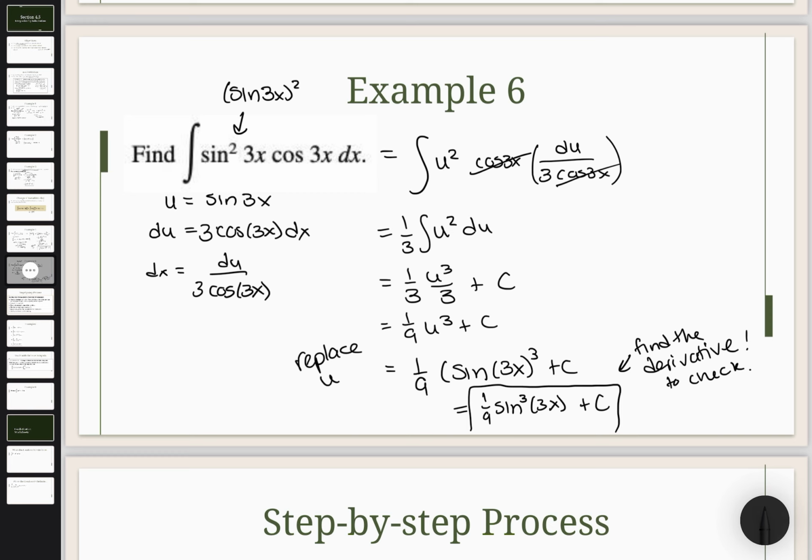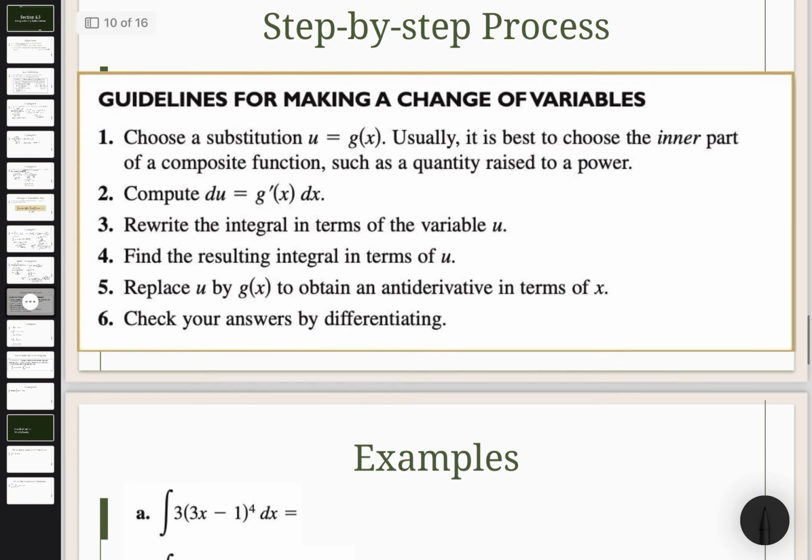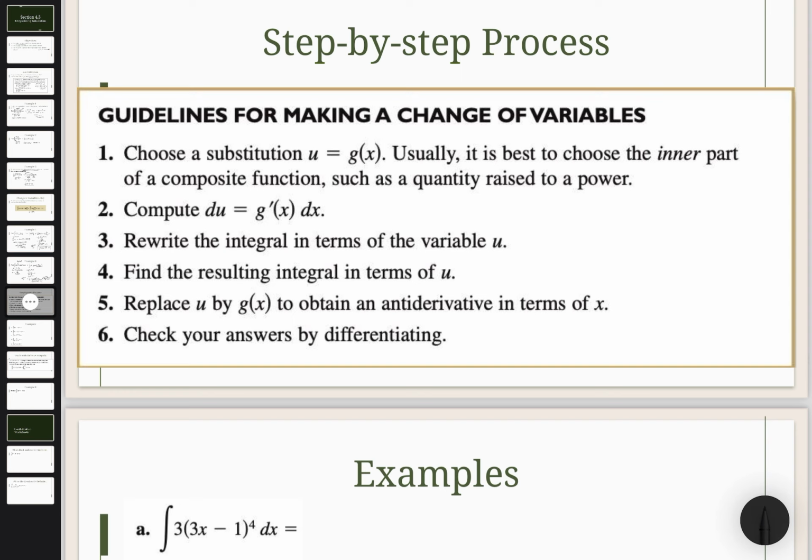Alrighty, let's keep going. So again, I like to show you guys lists. Some of you might be list people like me. These are your guidelines. You're choosing a substitution, and sometimes trial and error. Sometimes you have to try something and see if it'll work and make sense. And if it doesn't, go back and try something else. We want to try to choose this inner function, the inner part. Okay, so something maybe raised to a power. Then we're going to compute this. So this, I'm basically finding my derivative, finding an expression for du. I'm going to rewrite, I'm replacing that function with u. I'm going to integrate, find the resulting integral.